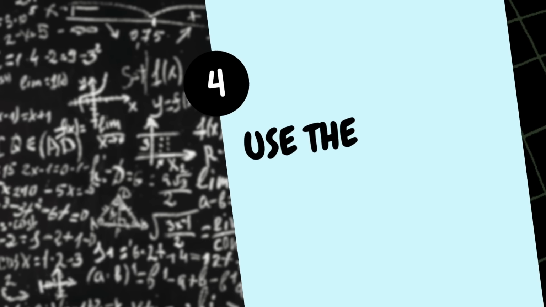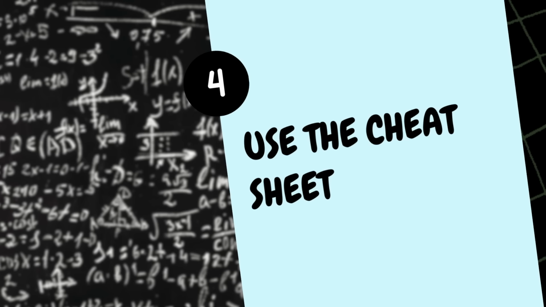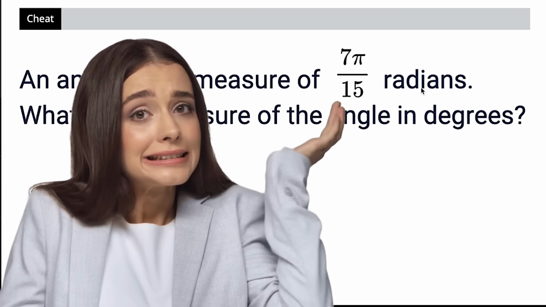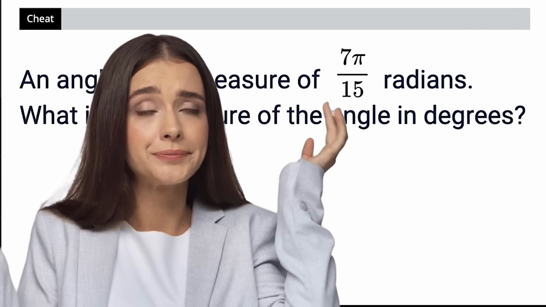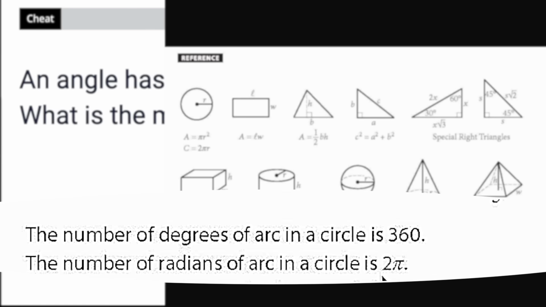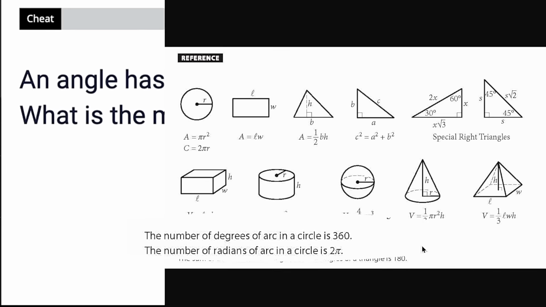So make sure to double check your questions before you move on so you don't fall for tricks like this. Math tip number 4 is to use the geometry cheat sheet. Let's say we come across this question and we think, oh no, I don't remember what radians are, or I've never even learned about radians. Well, let's pull up our cheat sheet, and sure enough, even though it's hidden, down here we see the number of degrees in an arc of a circle is 360, and the number of radians in an arc of a circle is 2 pi. So basically 2 pi radians equals 360 degrees.